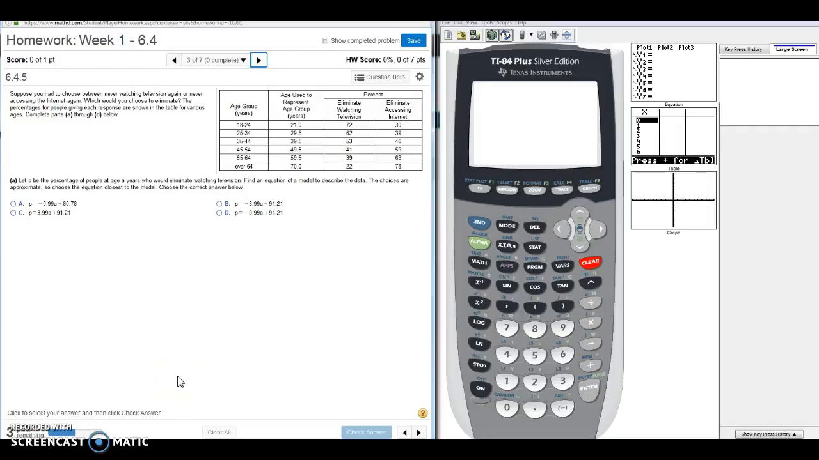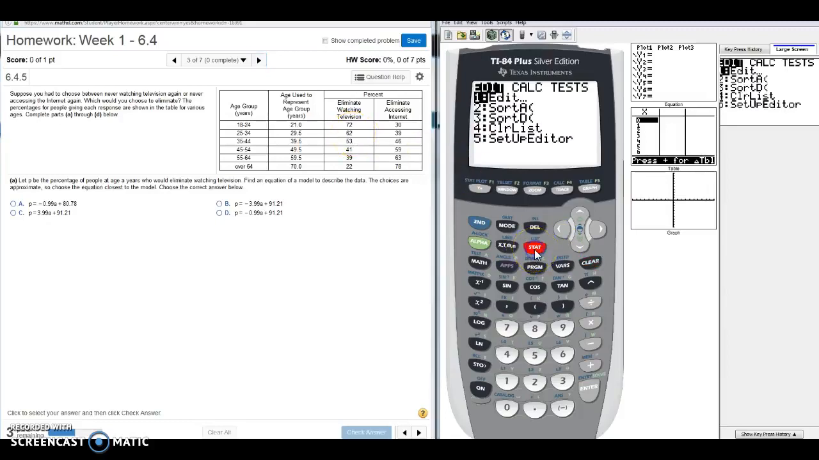This guided tutorial goes over how to use the TI-84 Plus calculator to create an equation that models data that's given to us. So this data is about either never watching television again or never accessing the internet again, and it's the percent of people that would choose that in a certain age group. Here's the age used to represent each of the categories, and here's the percent that selected those choices. And so I'm going to come over to the calculator.